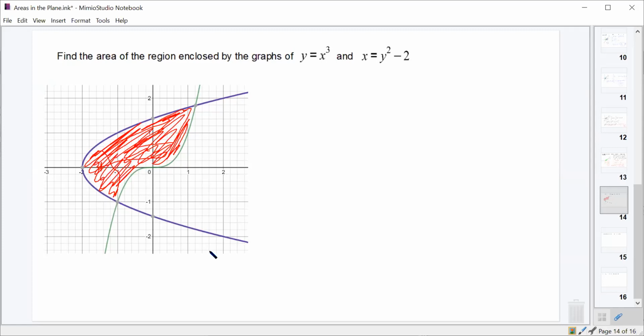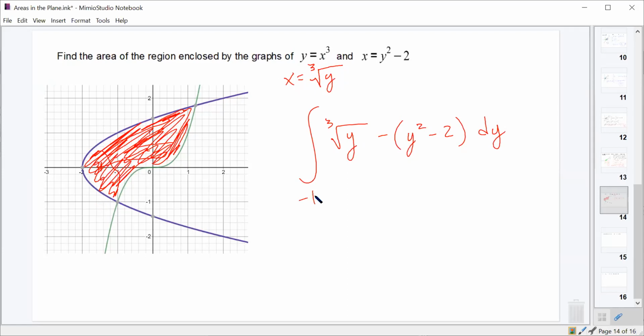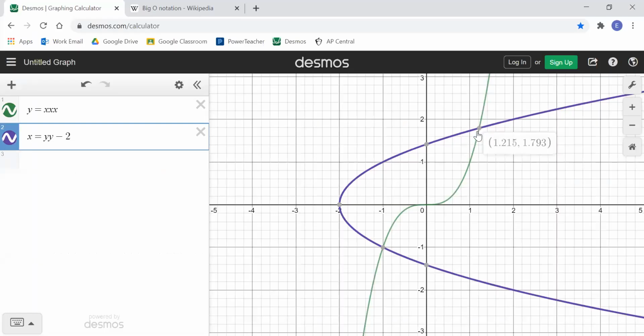And so we can do the cubic function in terms of y. So what does y equal if, sorry, what does x equal if y is x cubed? Cube root of y. We can do that cube root of y minus y squared minus 2 dy integrated from the lowest value, which is what? -1. -1 to the highest value, which we'll have to go back real quick and look at Desmos at what that was. The highest value was 1.793.